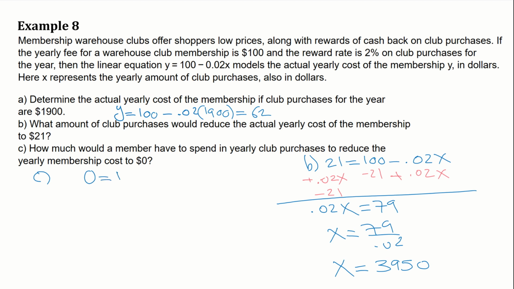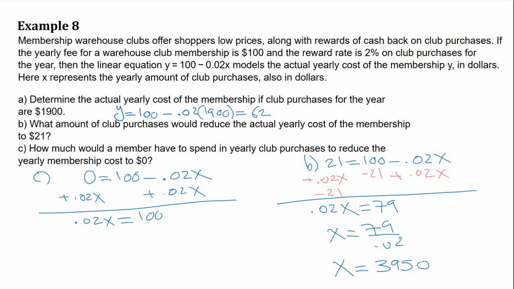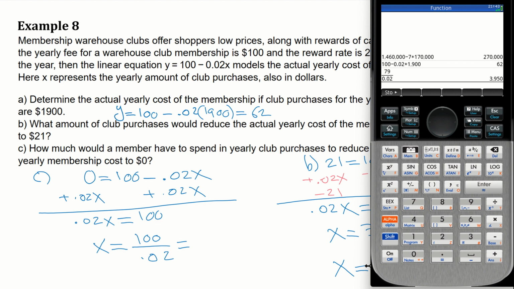So we get 0 equals 100 minus 0.02x. Let's do the same trick, move the 0.02x to the other side. So we end up with 0.02x equals 100. Now divide both sides by 0.02, so we get x equals 100 over 0.02, which I believe is, let's see, 100 over 2 over 100, so 5,000. But let's be sure.